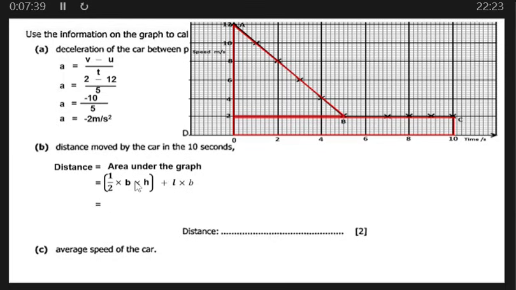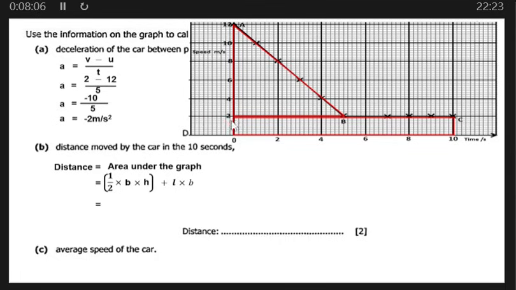So B stands for the base. So the base of the triangle is this line here. Then H stands for the height of the triangle, is this distance here. So the distance here, which is the base of the triangle, can be read from the time axis. So since this is 0, this point B here where the distance ends is 5. So our base will be 5, and then height must be read from this distance.